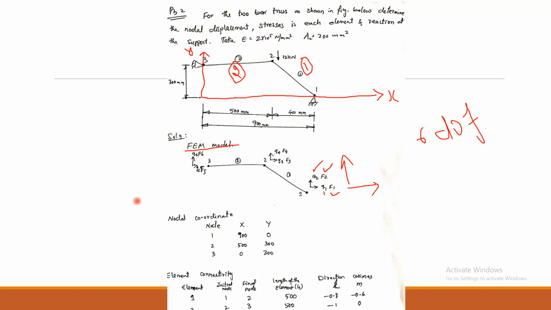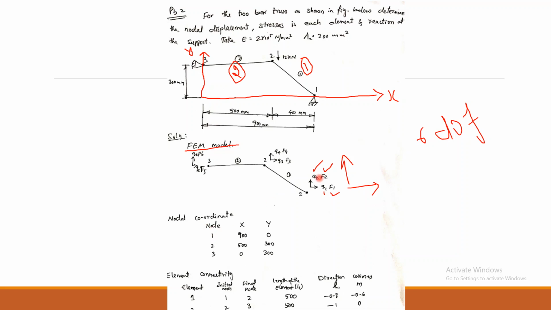Once we define all this, the next part is one more table that we will create, which will be helpful to find the direction coordinates l and m. So the nodal coordinates are what we are going to define right now.